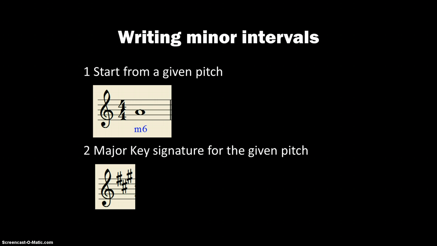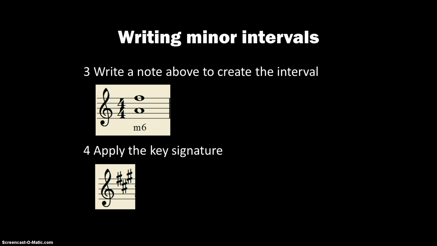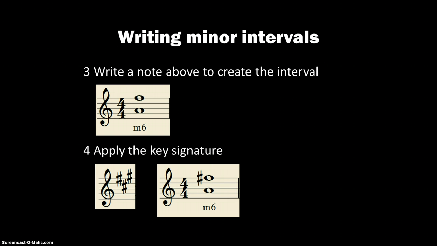So we want to think of the key of A major, which would be 3 sharps, F, C, and G. Next, you're going to write a sixth above that A: B, C, D, E, F. So A to F is a generic sixth. We know the key of A has F sharp. It's the first sharp. So we would raise that up to make it F sharp. Right now we have a major sixth.